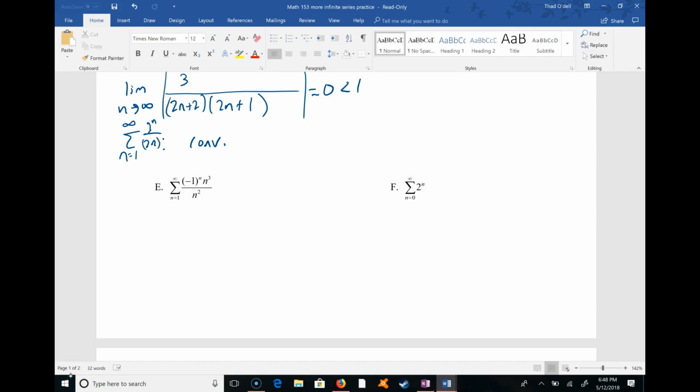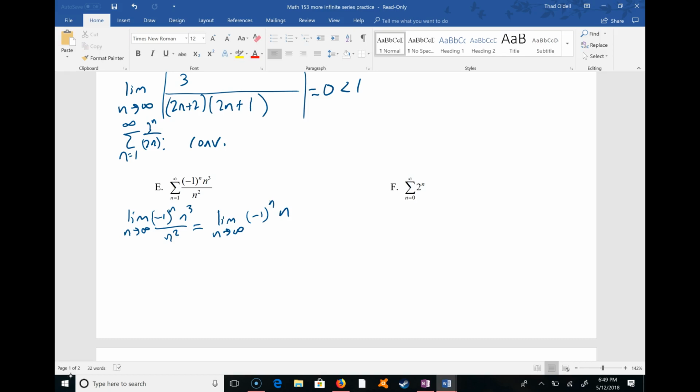Okay, I'm going to try this again. We can just actually use the Nth Term Test directly from here. We don't need to go to convergence, or absolute convergence. So if we take the limit as n approaches infinity of negative 1 to the n times n cubed over n squared, that is actually equal to the limit as n approaches infinity of negative 1 to the n times n, because those n's will cancel out.